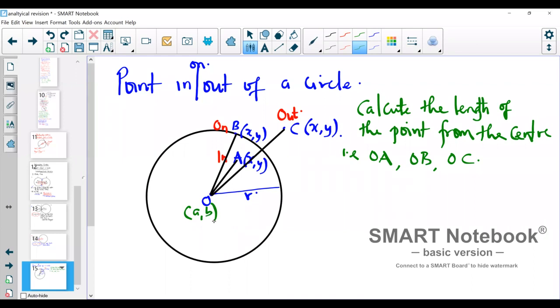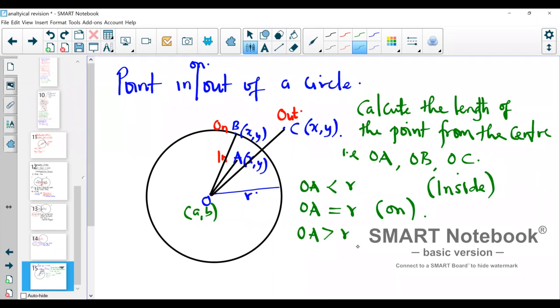What is now my conclusion? If OA is less than the radius, then it is inside the circle. I hope the diagram also makes sense. Let's just use mathematics to write it. If OA is less than R, it is inside. If OA is equal to R, it is on the circle. And if OA is greater than R, it lies outside. I hope that makes sense. No, I should say OB and OC.